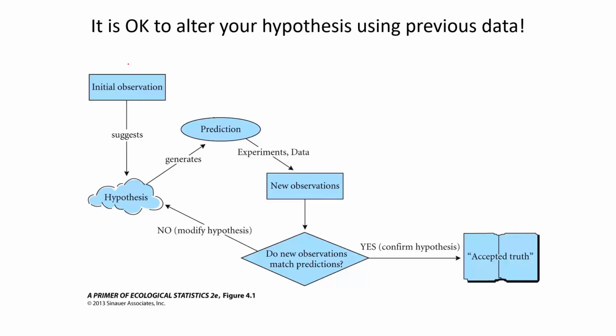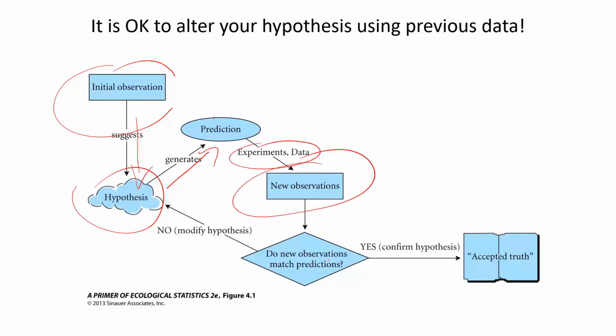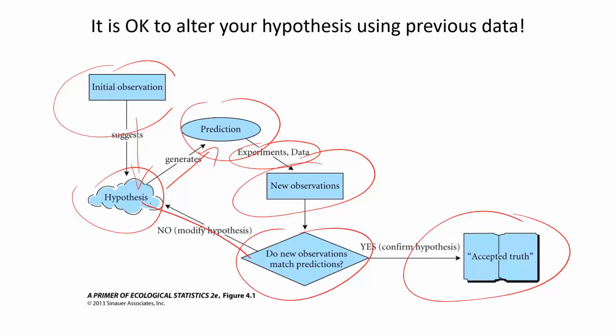Now, in this example, this is pretty much the scientific method. You make an observation, you create a hypothesis. From that hypothesis, given that hypothesis, you make a prediction. You create experiments and data, you make more observations. If the observations match your predictions, which are right here, then yeah, you've accepted your hypothesis. If you don't, then modify your hypothesis. That's totally cool, not a problem.